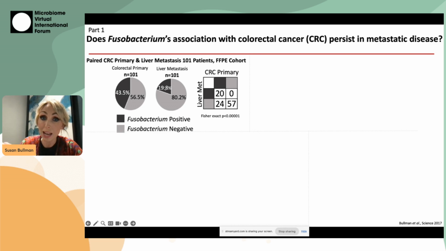Again, these are liver metastases. The primary tumor is in the colon. And we saw that all of these positive liver mets had a paired positive primary colorectal tumor. So this tells us that if the liver metastasis was positive for Fusobacterium, the primary tumor was also positive, suggesting this persistence of the bacterium as it travels with the cancer to a distant site in the body.